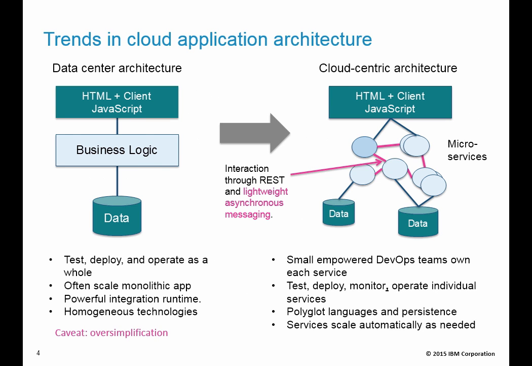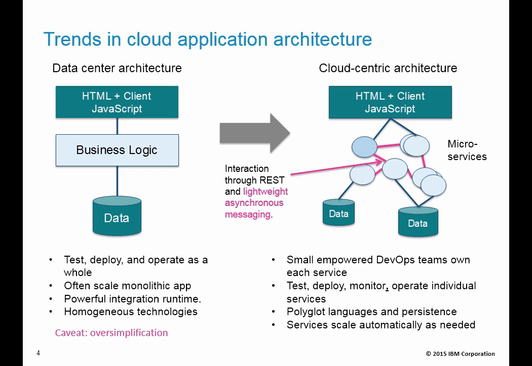Let's look at some trends in cloud application architecture. The left side of the diagram shows you how the data center architecture is designed. Everything is on-premise in the data center. You can test, deploy, and operate as a whole. It has powerful integration runtimes and homogeneous technologies. The one caveat is that it is often oversimplified.